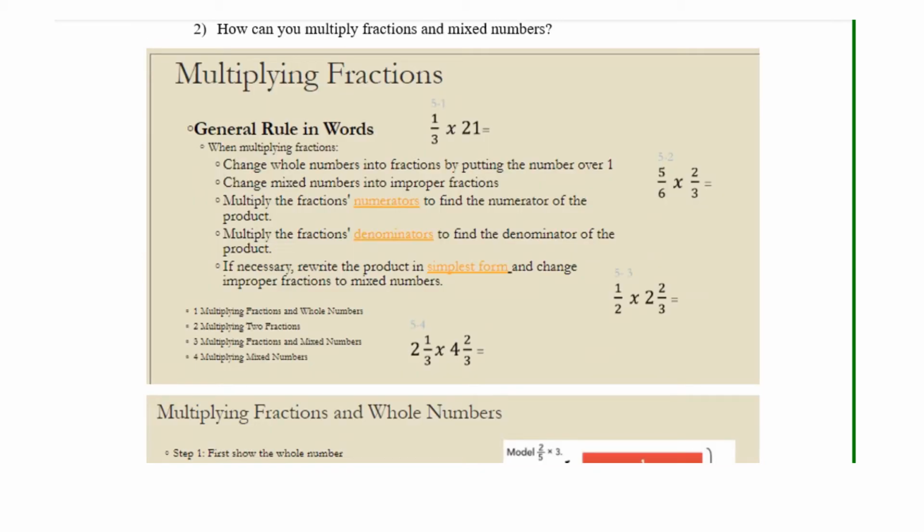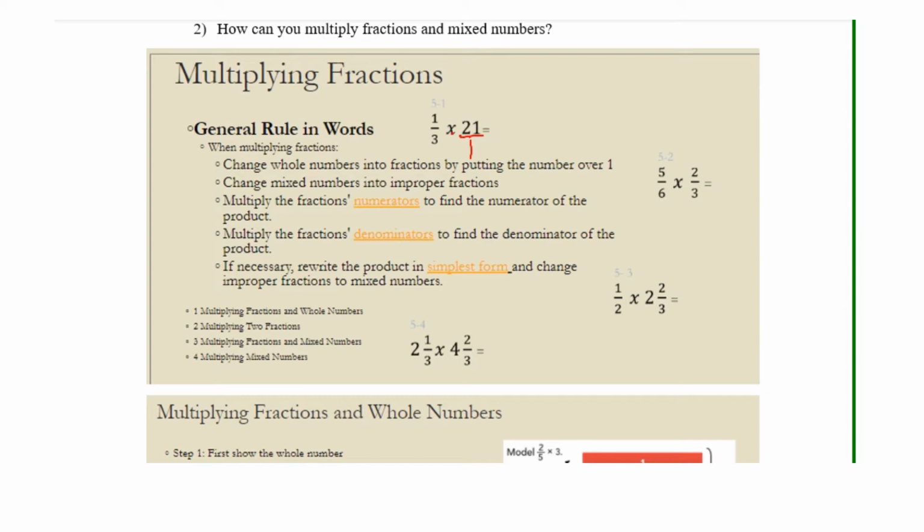So the general rules that you want to keep in mind when multiplying fractions, and you can write this on the side. I know it's a little dark in your book, but you can still write on the side. So the first rule when multiplying fractions, it says change whole numbers into fractions by putting the number over 1. So if you look at this example right here, we have 1/3 times 21. 21 is a whole number. So I'm going to put this over 1. So that was one of the general rules.